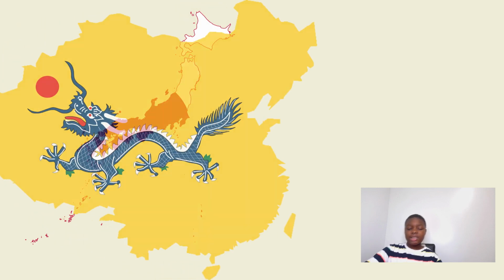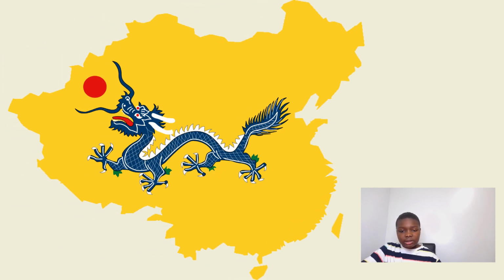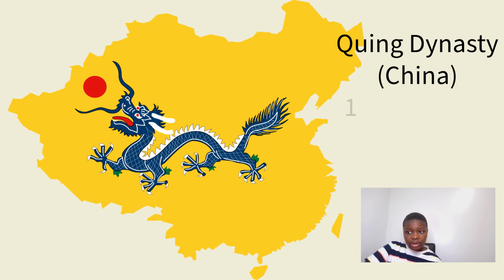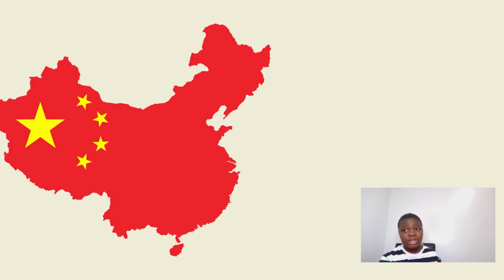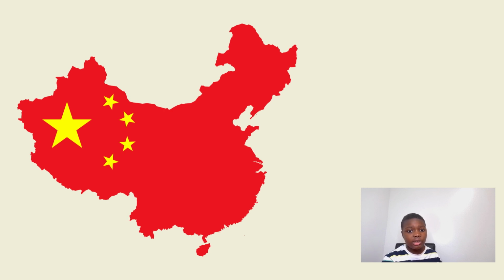Next one is Qing Dynasty. Qing Dynasty lasted from 1644 to 1911. It was China's empire. Yes, China. Before China landed on communists and their flag, China had a civil war with Taiwan. It was Taiwan and Tibet and East Turkestan. Today, East Turkestan wants independence from China.